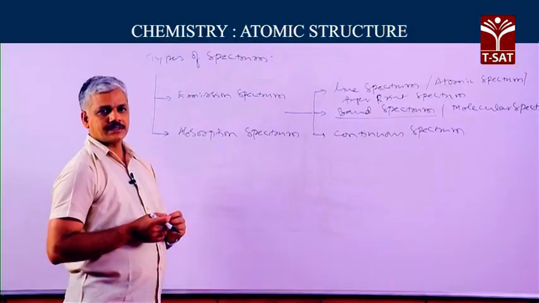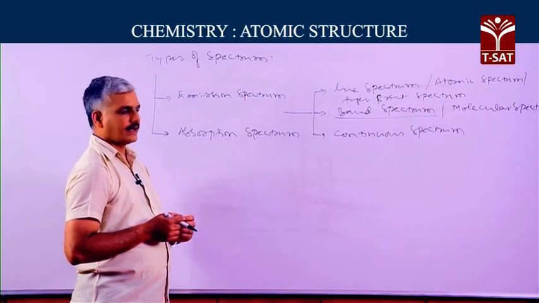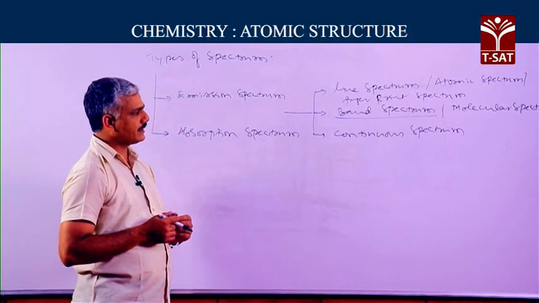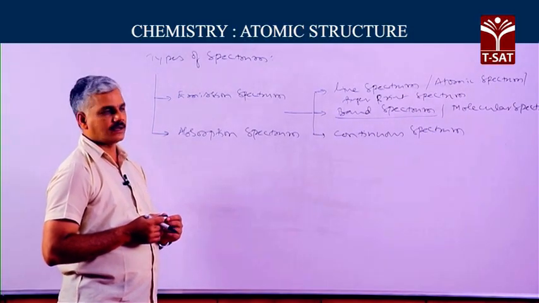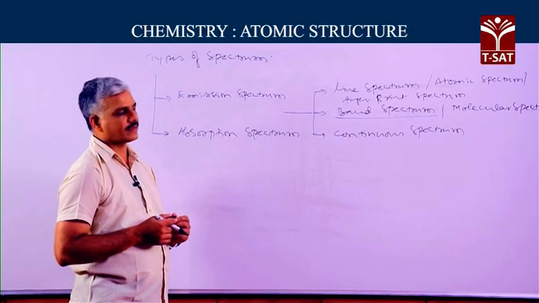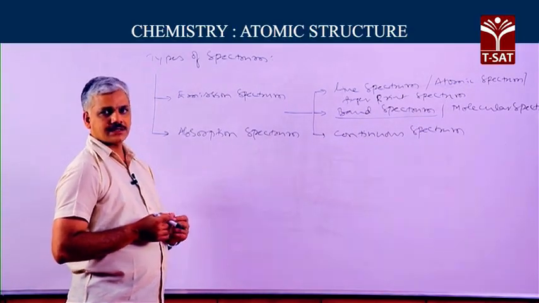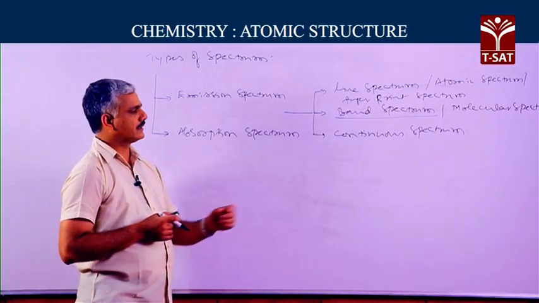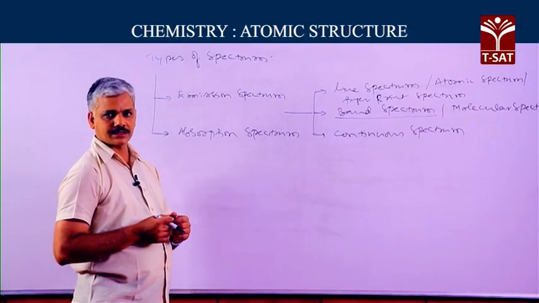Band spectrum is obtained when the source of radiation is in the form of a molecular state. As the name indicates, in band spectrum, a number of spectral lines will appear in the form of bands. If the source of radiation is in bulk state, the spectrum we observe is called continuous spectrum.